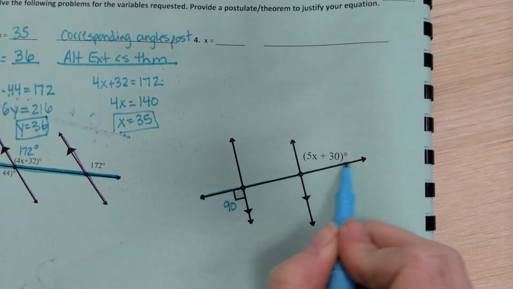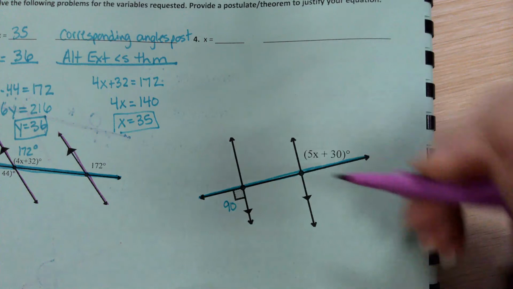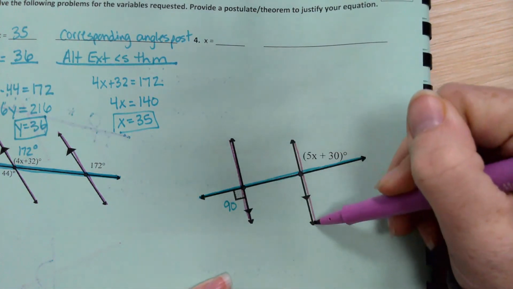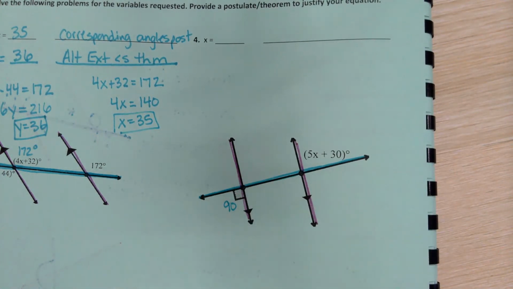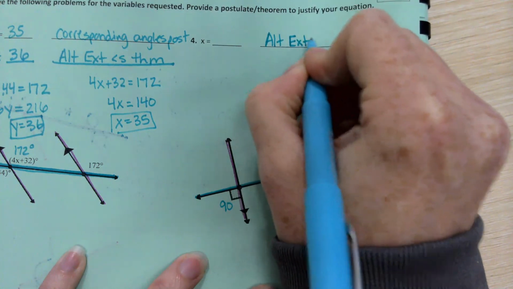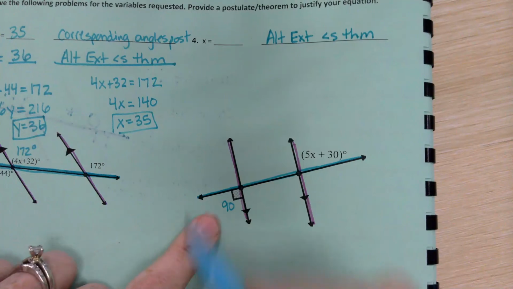Let's go ahead and highlight the transversal. Those angles are on alternate sides of that transversal since 90 is below and the other angle is above. And they are not interior angles. They are both exterior. So this is going to be another opportunity to use my alternate exterior angles theorem, which tells me these angles are congruent.